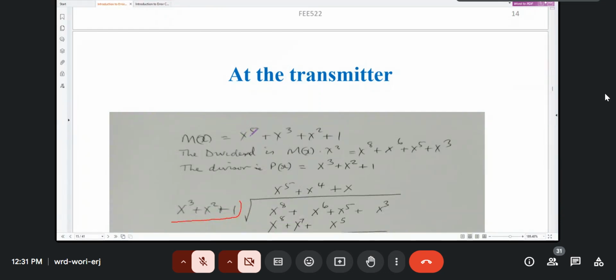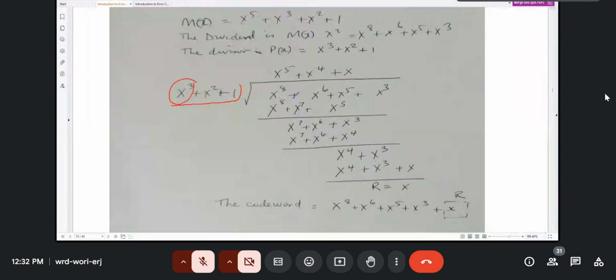So concatenating with these zeros is actually simply multiplying by the first element here, x to the power of 3, x to the degree of this polynomial. So you multiply by x to the power of 3. That is equivalent to adding 3 zeros. So that you are going to get x to the power of 8 plus x to the power of 6 plus x to the power of 5 plus x to the power of 3. So that is what we have.